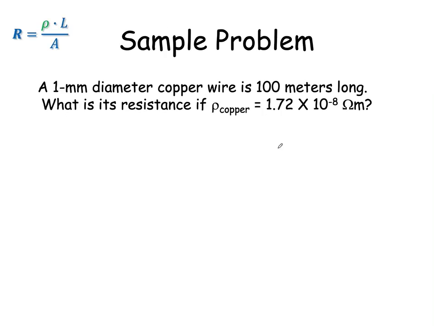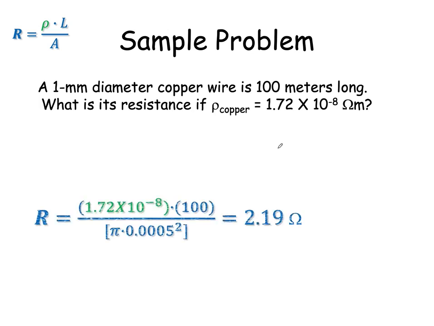Here's a quick plug and chug problem. I want to show you how this works. A 1 millimeter diameter copper wire is 100 meters long. What's its resistance if the resistivity of copper is that from the table? All you do here at this point is simply plug and chug. You plug in the resistivity, you plug in the length, and then you plug in the cross-sectional area, which in this case is pi r squared. The only trick on this one is you've got to remember that 1 millimeter up on top here is the diameter, so the radius is going to be 1/2 of that, so 1/2 of a millimeter, and you get 2.12 ohms to 3 sig figs.